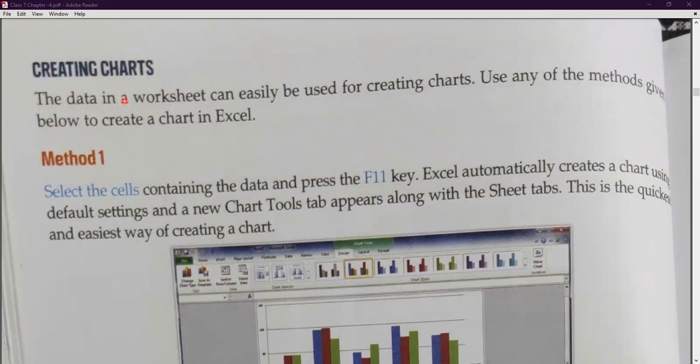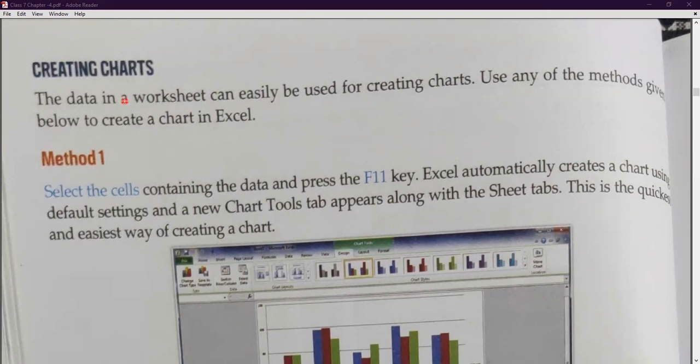So what we will need is data. We will need data in a worksheet. That means we have to create a dummy table, or we can say a table. So use any of the methods given below to create a chart in Excel. So we will see two methods for creating a chart.